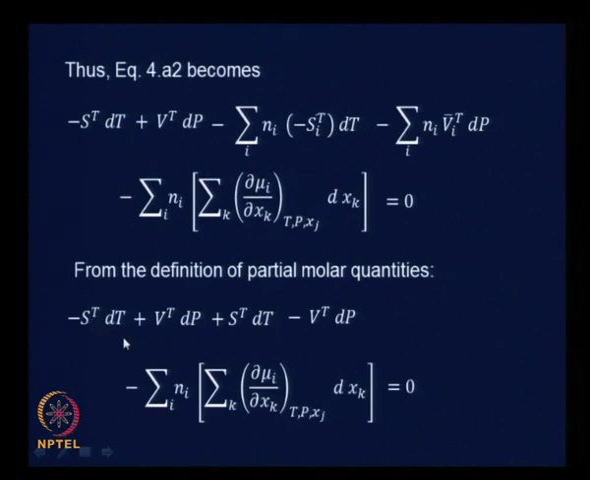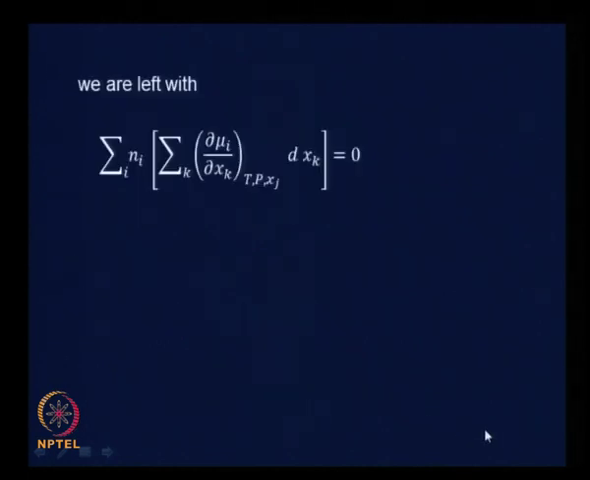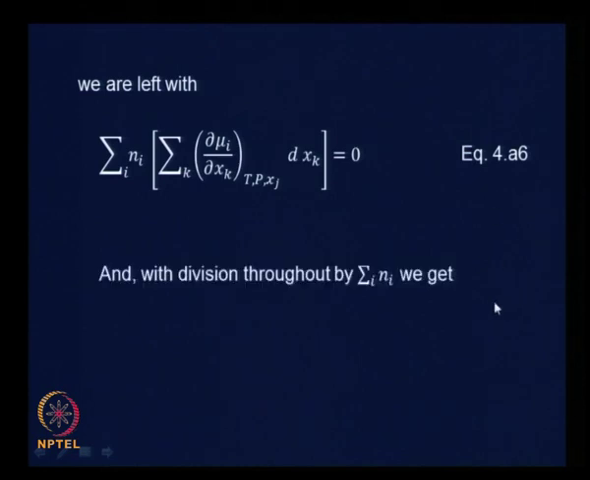It is quite obvious that these terms are going to cancel. Minus St dt will cancel with plus St dt, plus Vt dp will cancel with minus Vt dp, and therefore we have a nice form. Here the minus is inconsequential anymore. We are left with sum over Ni, summation over k of dou mu i dou xk at constant T, p, xj, dxk equals 0. We will call this equation 4a6.